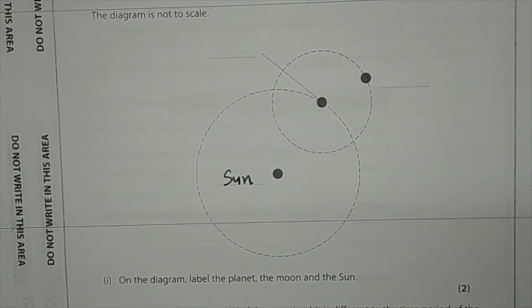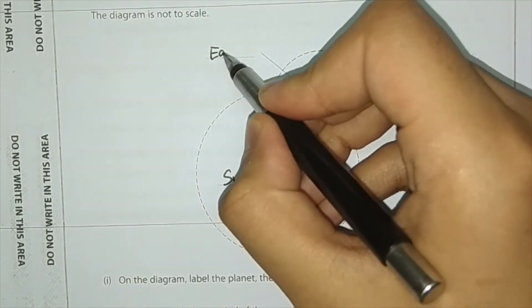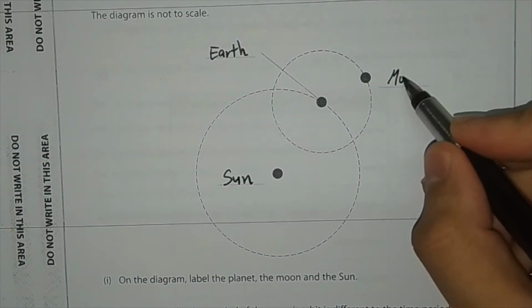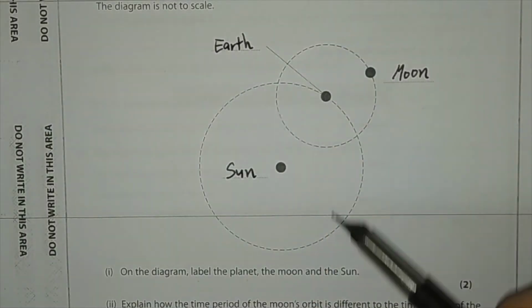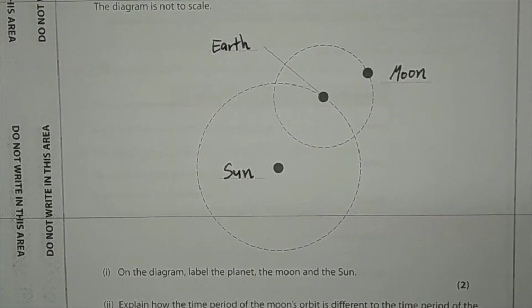Earth, we know, orbits the sun. So here we know this is the earth. And last thing, moon orbits the earth. Or you can just label the planet over here instead of earth, the moon and the sun. But it's okay if you write earth because earth is a planet.